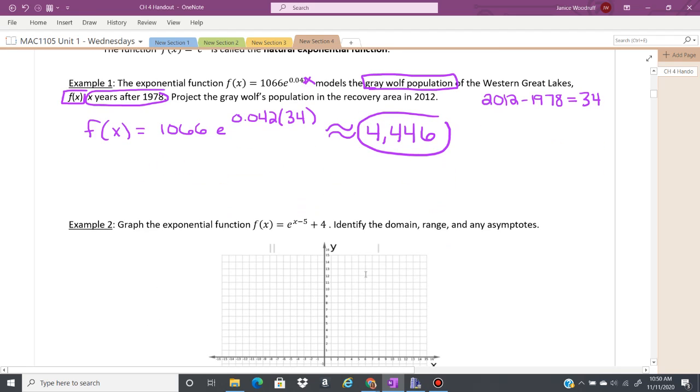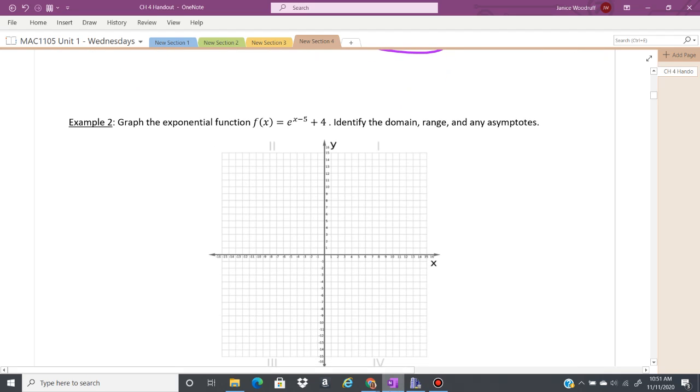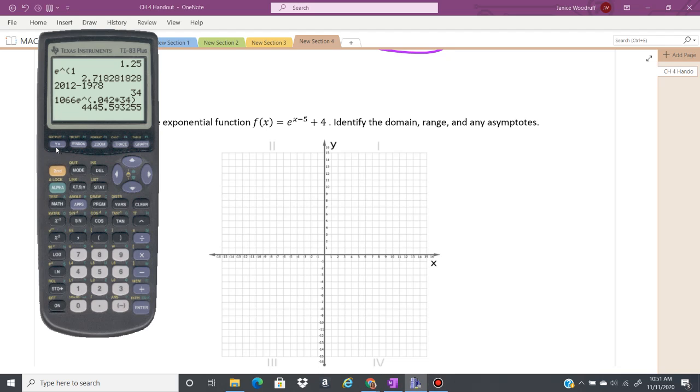All right, and then you do need the help of your calculator for example 2. You can make a table of values. This one we're going to go ahead and put in our calculator. So I want you to go to y equals clear, scroll down and clear. So you're going to put e in, so second ln, and then your e in parentheses, you're going to have x minus 5, close parentheses, and then plus 4. Okay, then you're going to hit graph.